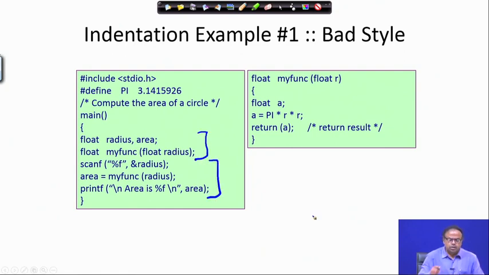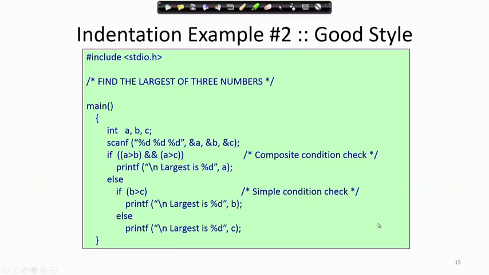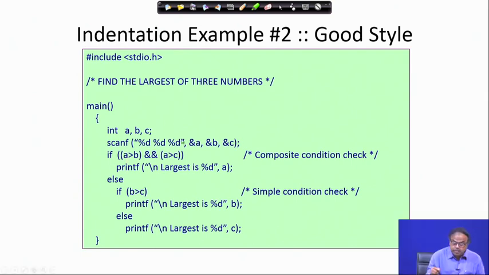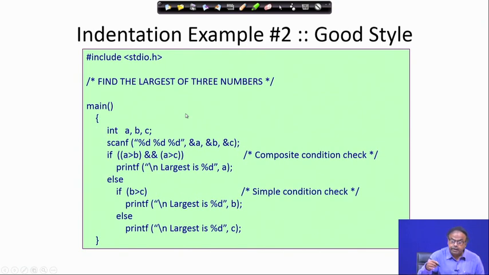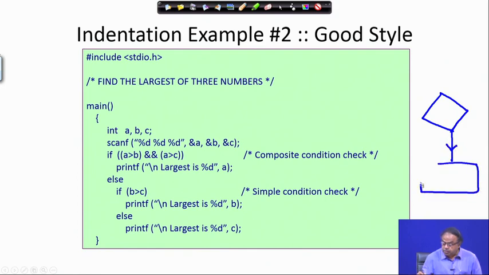Here is another good example, finding the largest of 3 numbers. One bad thing is that there should have been a gap here. Now, the first diamond or decision box: if A is greater than B and A is greater than C, then I am doing this part of the program, otherwise I am doing this.